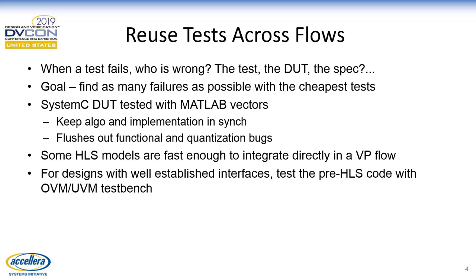Some HLS models themselves are fast enough to integrate directly into a virtual platform model. And we do this somewhat regularly. Sometimes with a little bit of hackery, we turn off the clock on the HLS model when it's not needed, and that lets us run a faster simulation. And then we have another set of designs where we'll have a good OVM or UVM test bench on a design that we're going to make a lot of changes on. So a lot of our bus fabrics have a large OVM or UVM test bench. And when we're converting to SystemC, we run the SystemC model against the OVM, UVM test bench to make sure the SystemC implementers understood what they were building.